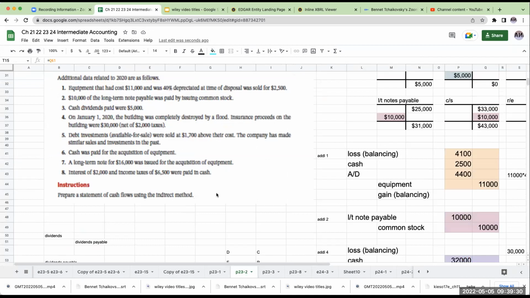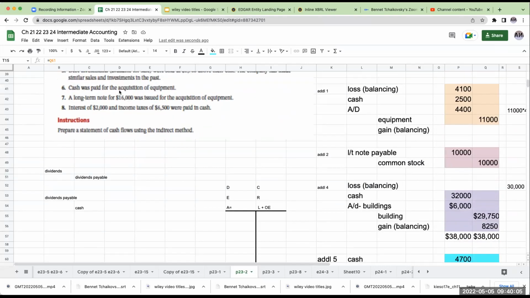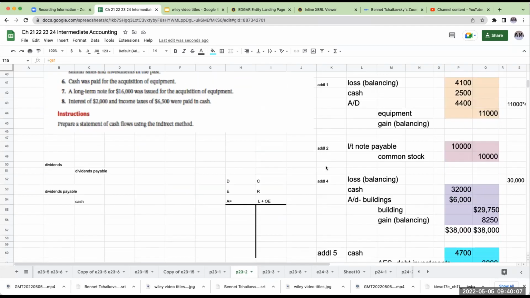Okay. Cash was paid for the acquisition of equipment. I'm going to leave that alone for right now, because I have to deal with the other information first. So it's great to know. We'll deal with that once we've gone through all the other information. That frankly is very misleading. That's nasty. I just don't say anything. I just say, just assume all other equipment purchases were made in cash. A long-term note for 16,000 was issued for the acquisition of equipment. So this is, again, what's happening here. Well, I'm getting equipment, and this is additional information number 7.